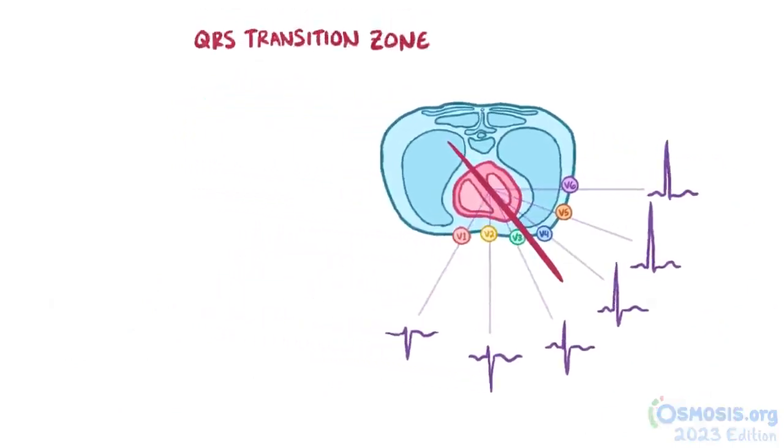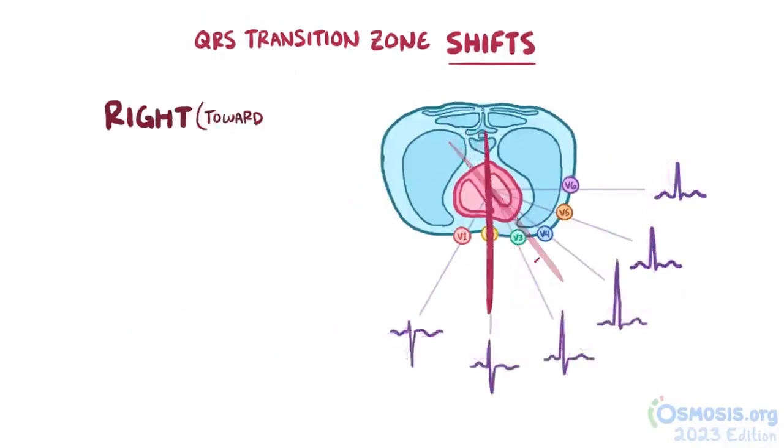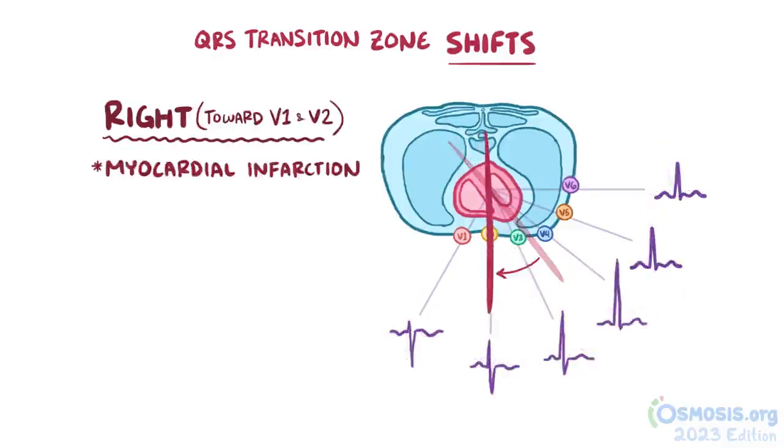If something alters the heart's overall QRS vector, then the QRS transition zone might shift to the right, toward V1 and V2. An example is a myocardial infarction, which leads to the formation of scar tissue that can't depolarize. Generally speaking, the QRS transition zone will shift away from the region of scar tissue, since it no longer contributes to the overall QRS vector.